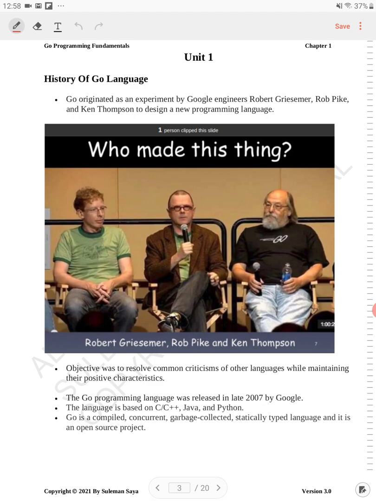So Go language is basically based on C language and Java and Python. So if anybody knows C very well, and Python, it would be very easy to learn the Go language.